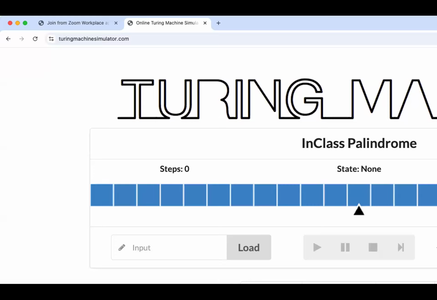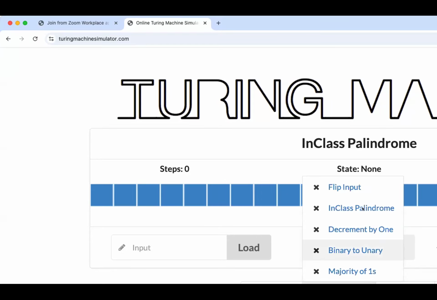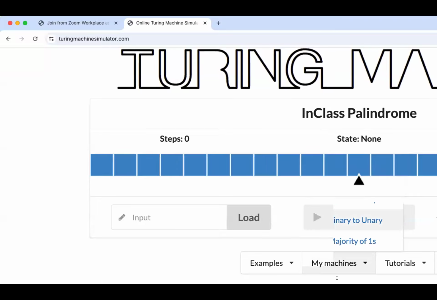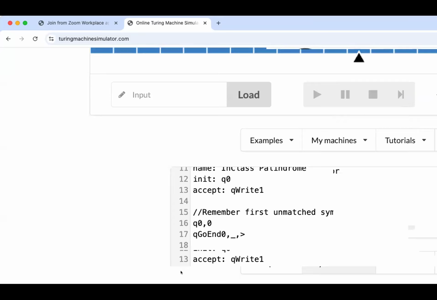So what I'm going to do is you'll have a link to this server. This is kindly maintained by someone who really cares about Turing machines. If you access it, I'll send you the ID and password. There's also a class version where you can add new machines if you want. I've had some people do that in the past. But if I say in-class palindrome, then you'll be able to see the code.